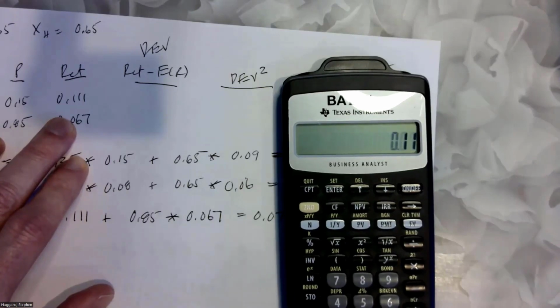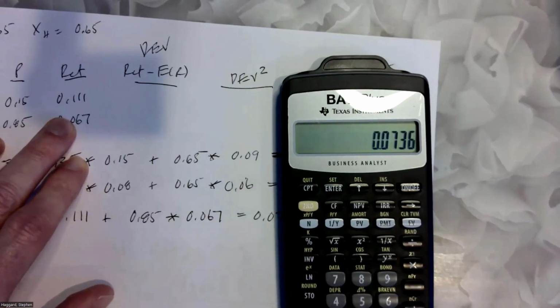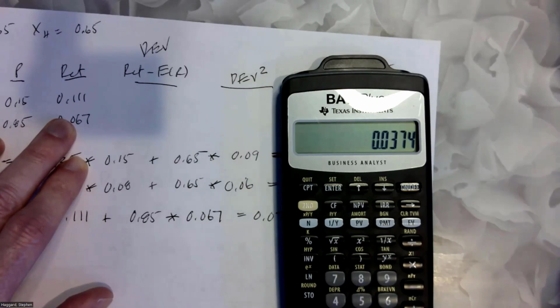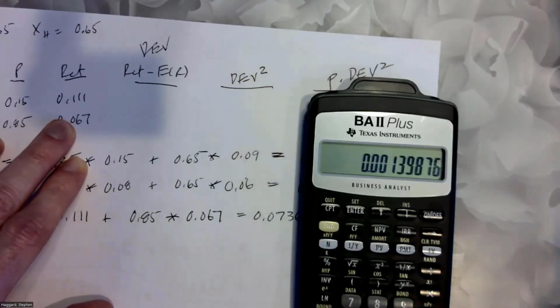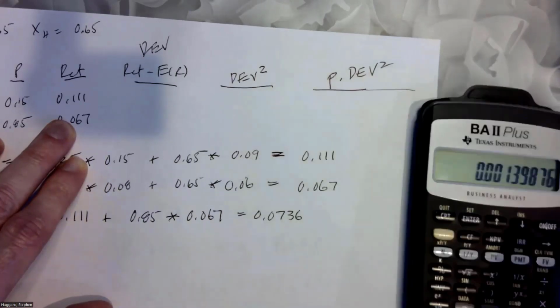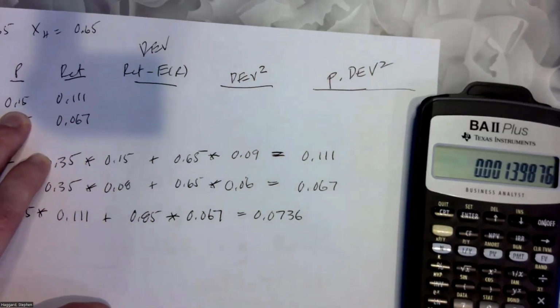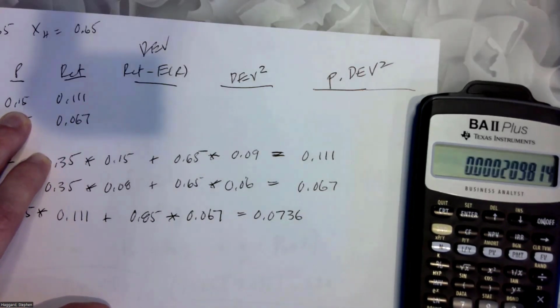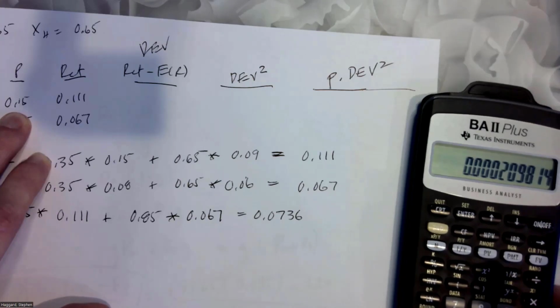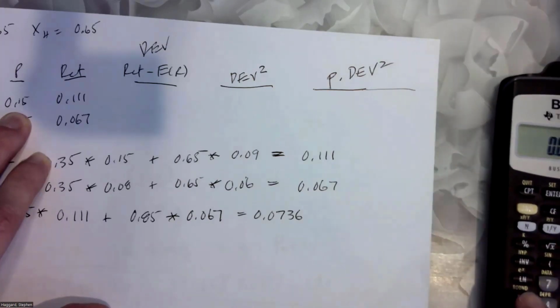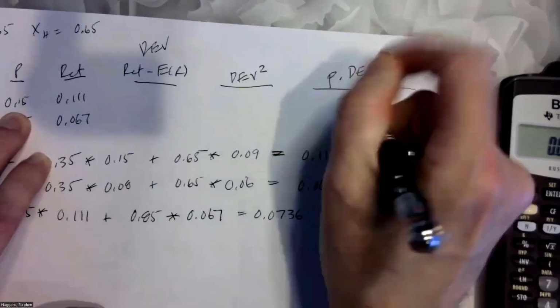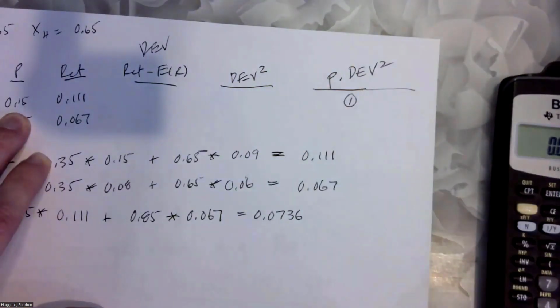I'm not going to write these down, but we're going to go all the way across. I'm going to take 0.111 minus recall 0. I'm getting 0.0374. I'm going to square that. I'm getting 0.00139 and some stuff. Now, the very last step, I'm going to multiply by the probability. I'm getting 0.0002. Is that what you guys are getting? Yes. Okay. I'm going to say store 1. I'm going to write my little 1 in a circle there.